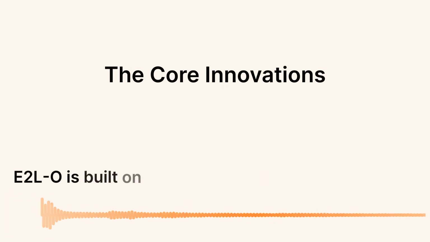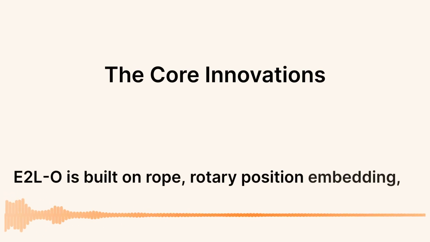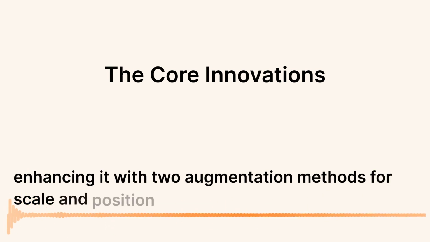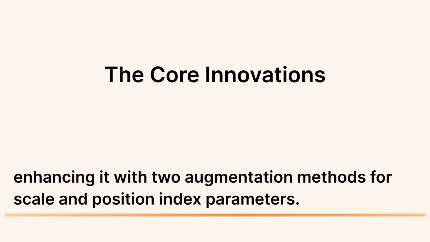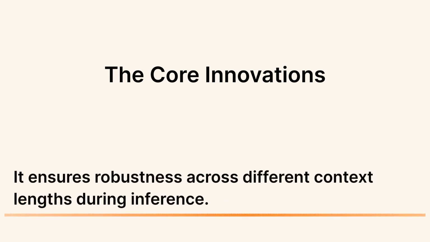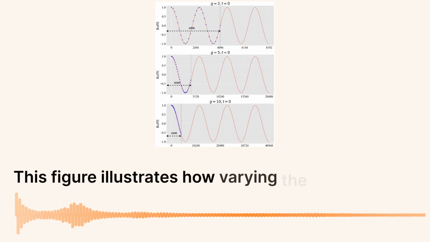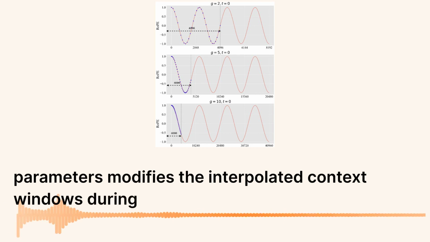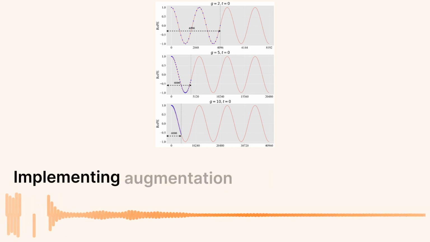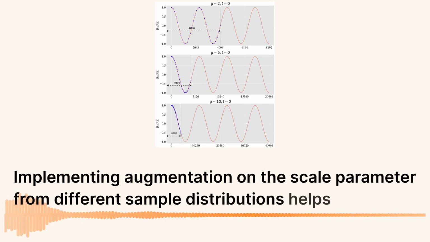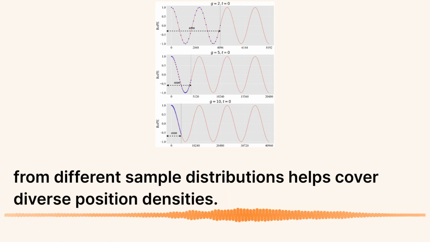E2LLM is built on RoPE, rotary position embedding, enhancing it with two augmentation methods for scale and position index parameters. It ensures robustness across different context lengths during inference. This figure illustrates how varying the scale parameters modifies the interpolated context windows during training. Implementing augmentation on the scale parameter from different sample distributions helps cover diverse position densities.